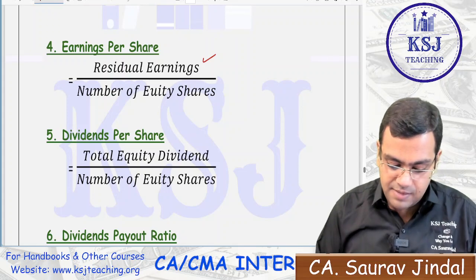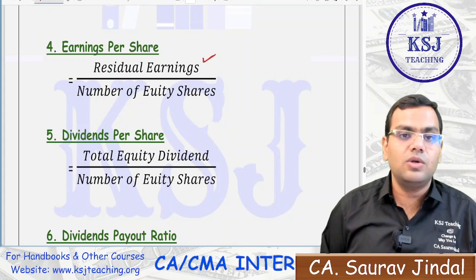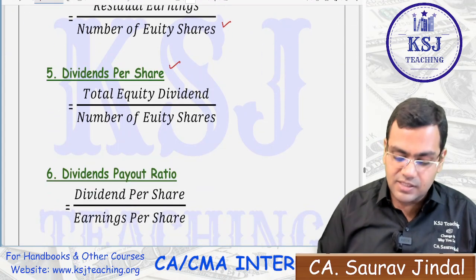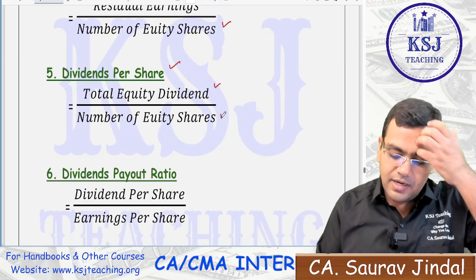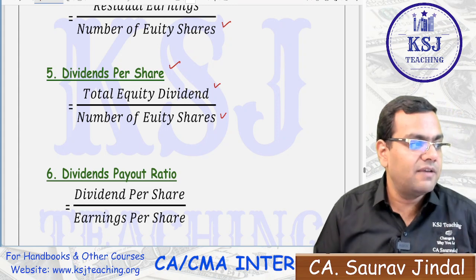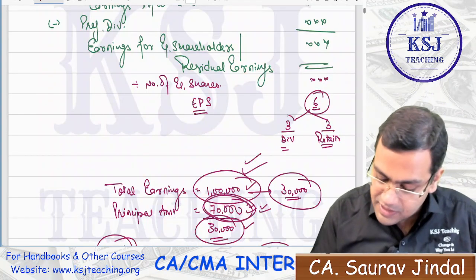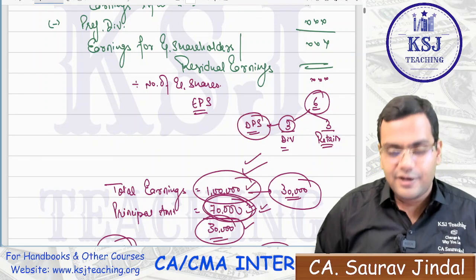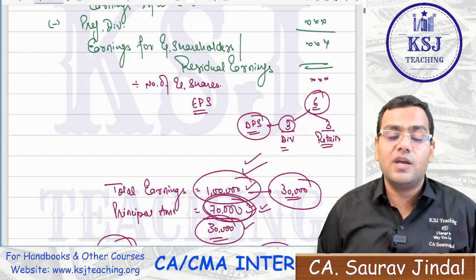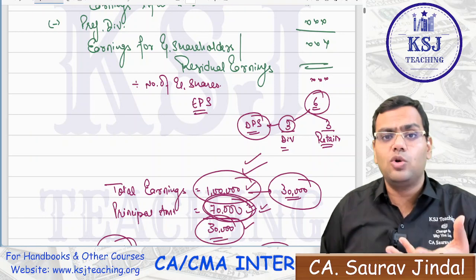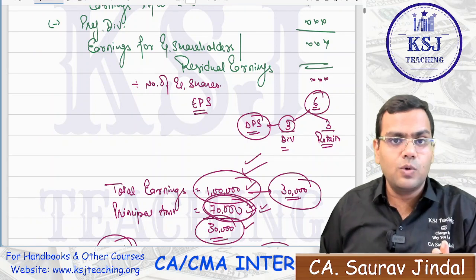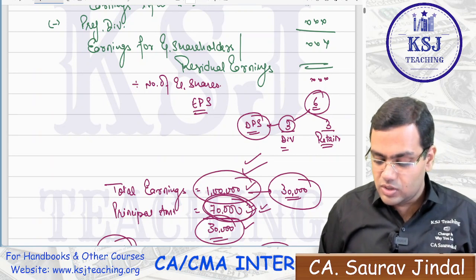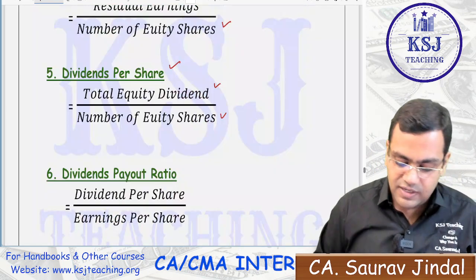So what is EPS? Residual earnings divided by number of equity shares. What is the dividend per share? That is the total equity dividend divided by number of equity shares. That will give you dividend per share. This 3 rupees, what is this? This is dividend per share, right? If you are calculating the total dividend, let's say total dividend paid is 5 lakh rupees, and the total number of shares is 10 lakh. Sorry, yeah. That way also you can calculate dividend per share.